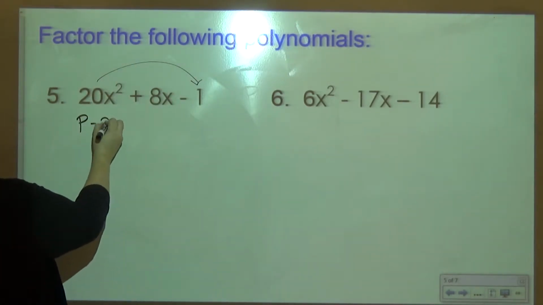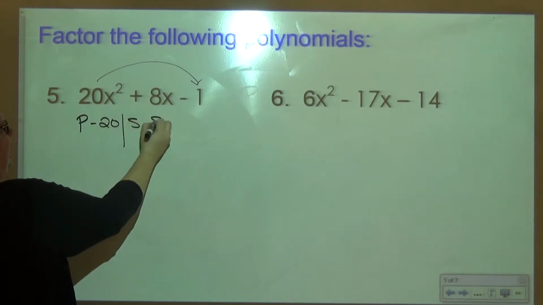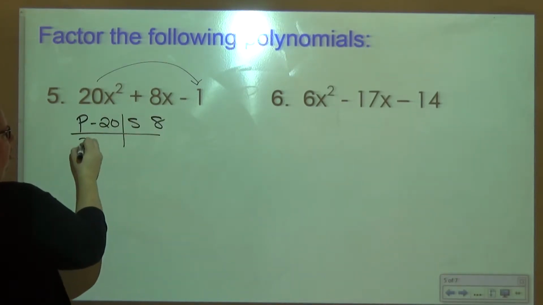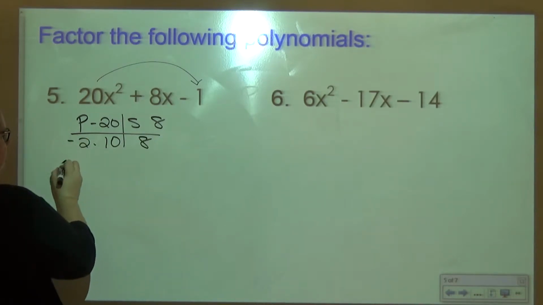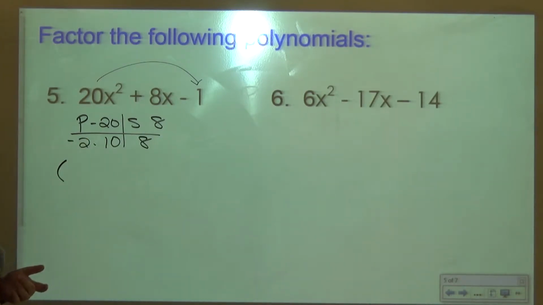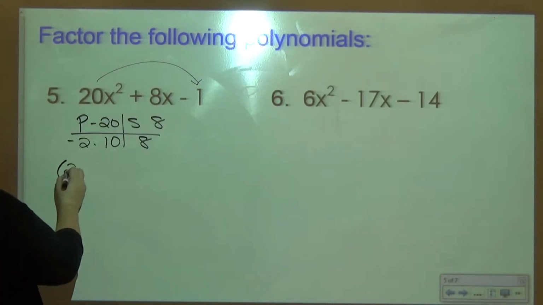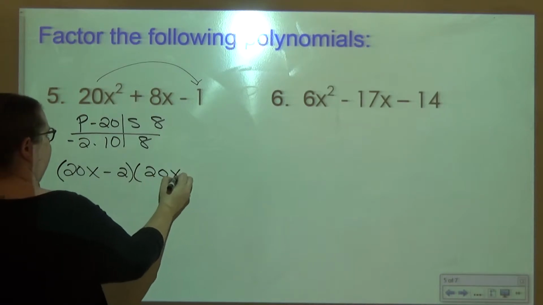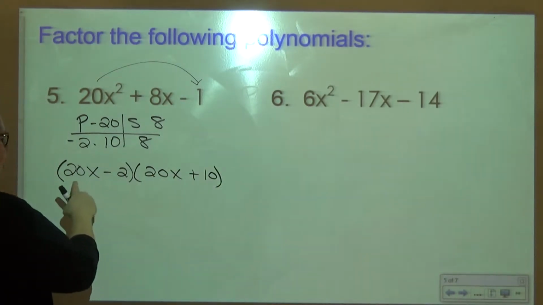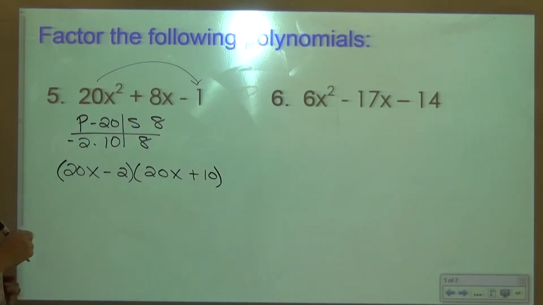My product is negative 20. My sum is 8. It's 2 and 10. My 2 is negative to give me a positive 8. So again, I don't know where the 20 goes, so I'm going to put it everywhere. 20x minus 2, 20x plus 10.